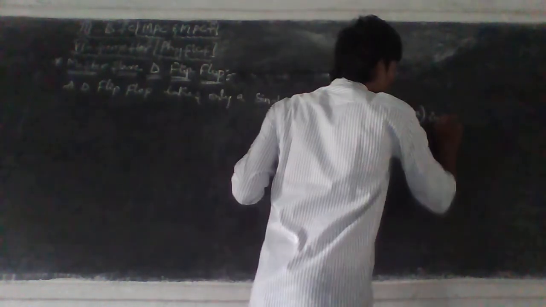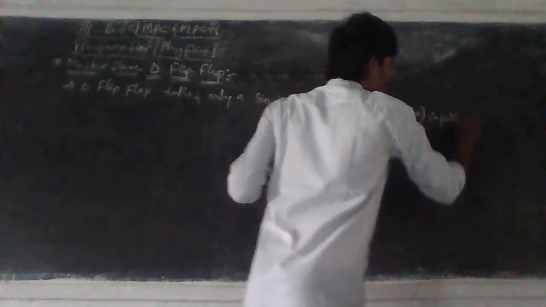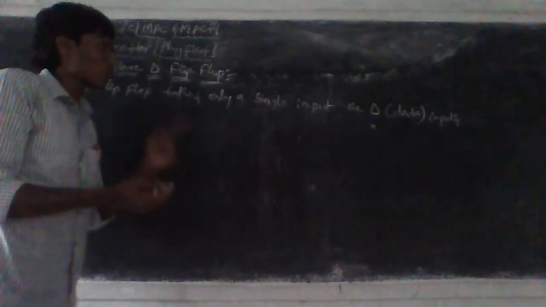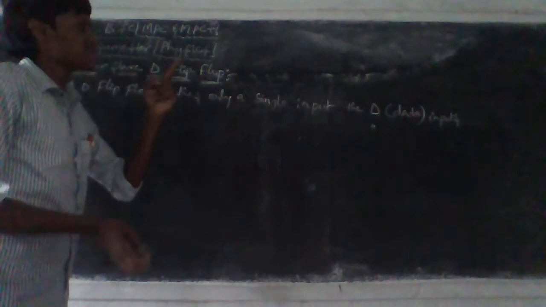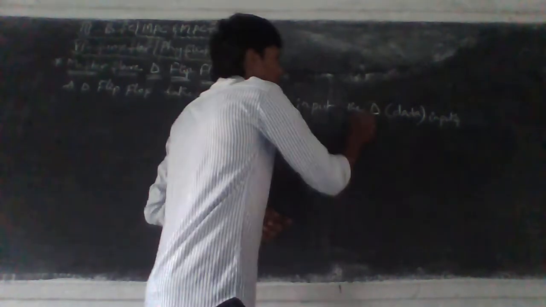This circuit is a master slave D flip flop. A D flip flop takes only a single input, that is D, which means the data input. Here is the master slave configuration.